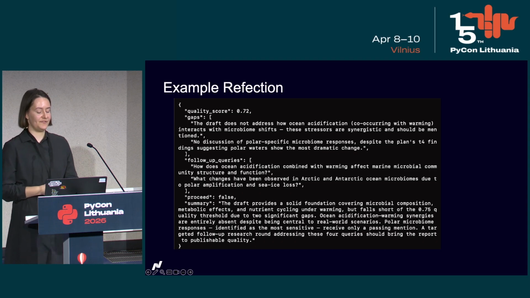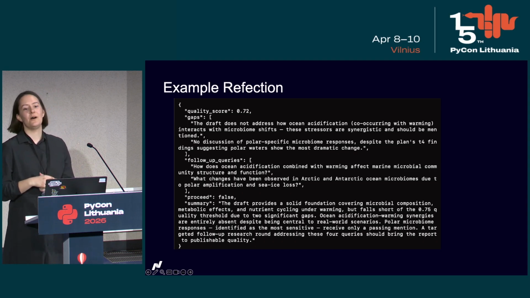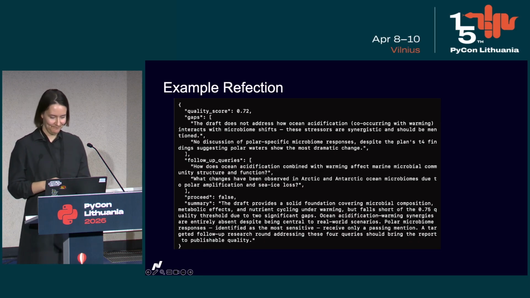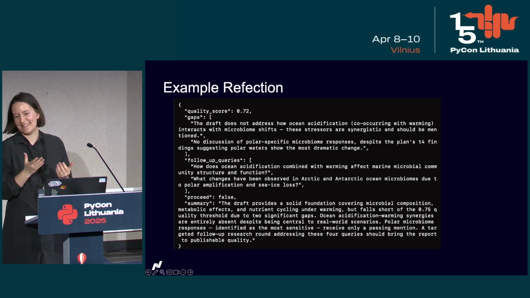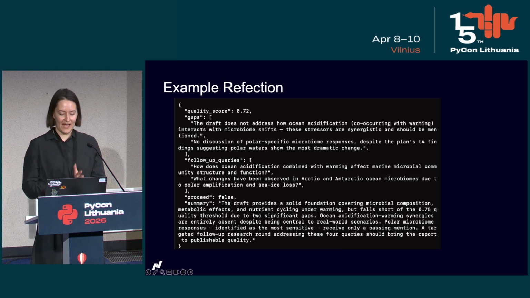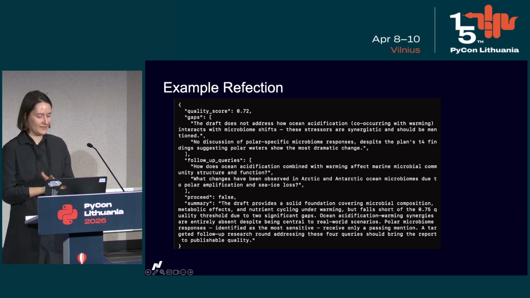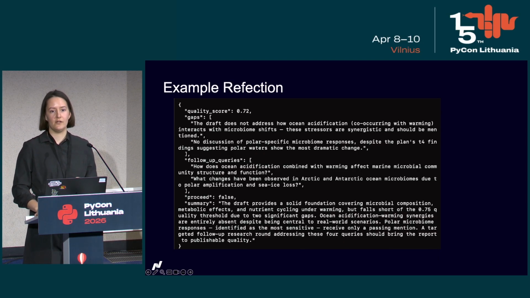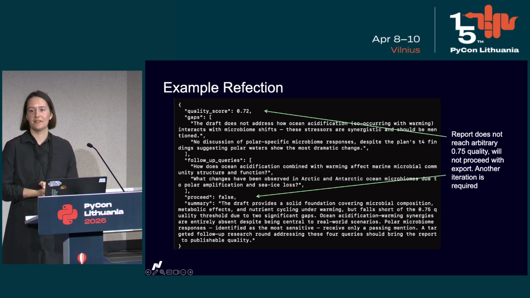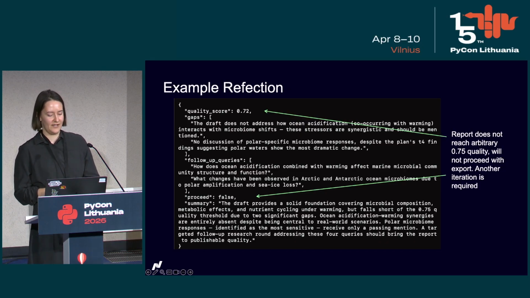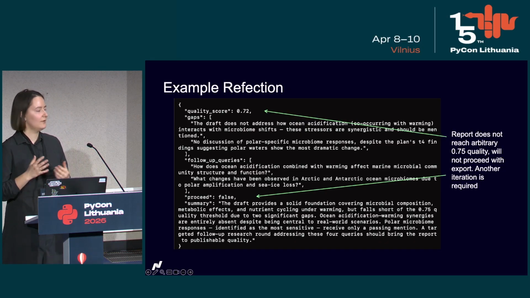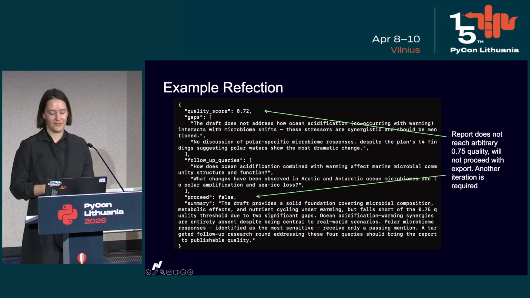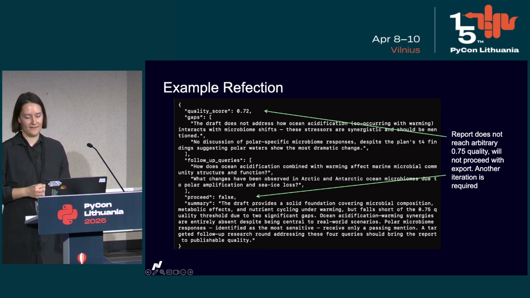So here's an example reflection. We got a quality score of 0.72. We identified some gap, but that doesn't tell us anything, right? We identified some actual gaps that the draft is missing. It also came up with some follow-up queries that need some more investigation. And it says, proceed false. Do not proceed with exporting this report. It does not reach our arbitrary 0.75 quality score. So we will run the research again and see where we get there.